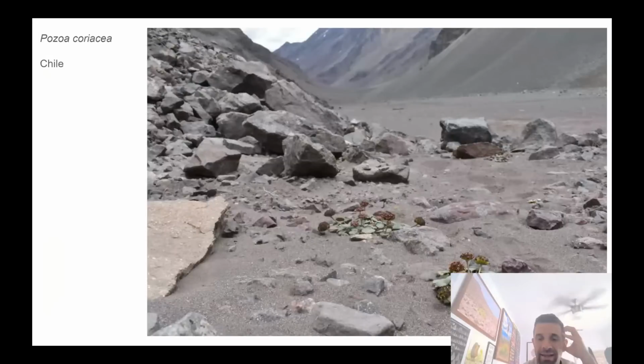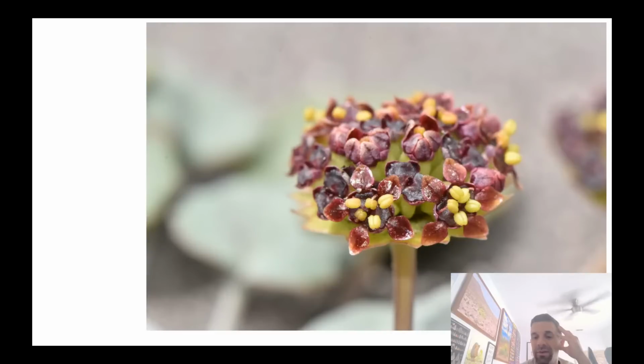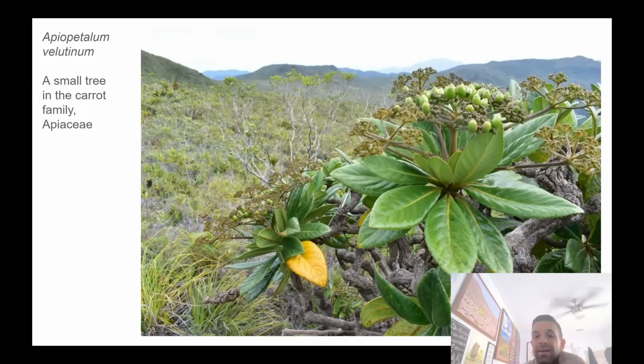Okay. Another variation on it, Pozoa coriacea, another member of the carrot family. There's the same thing, compound umbel, tiny flowers. This looks like it's actually got petals on it, not so reduced. The petals are a little bit bigger, but you've still got a bunch of tiny flowers looking like a flipped upside down umbrella on that structure.